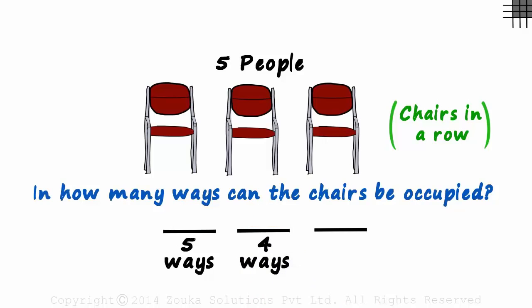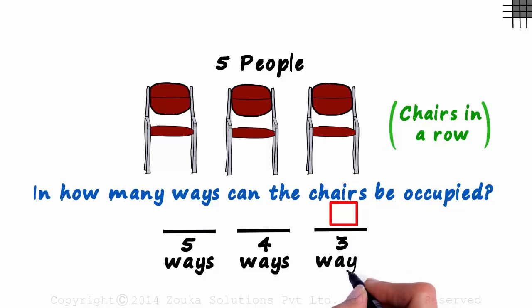You should be able to answer the next question. Assuming 1 person is seated on the first chair and another on the second, in how many ways can the third chair be occupied? It's easy. 2 out of the 5 are seated on the first 2 chairs. Only 3 remain. If 1 person is seated on the first chair and another on the second, then the third chair can be occupied by any one of the remaining 3 people.